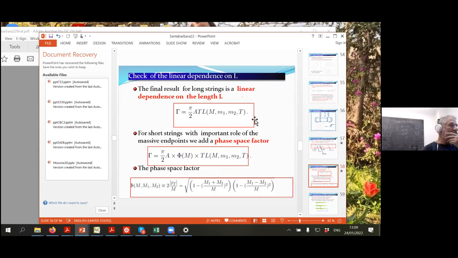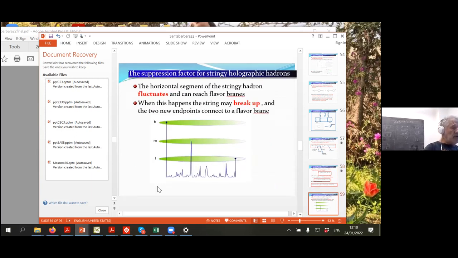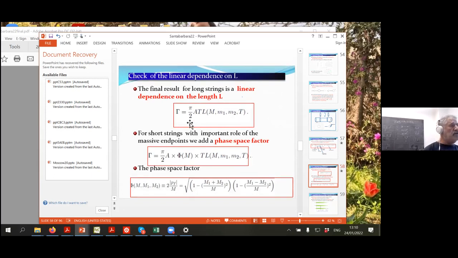The final answer is not very surprising, because intuitively we understand that the string can break at any point, and therefore the total width is linear with L. It is in fact the tension times L, and the length is a function of the total mass and the masses of the endpoints. So that's the value that one gets for long strings. For shorter ones, one has to take into account also a phase space factor, which is a function of the original mass and the two daughter masses. And so that was the expression for the total decay widths, which I'll show you in a second, the comparison to data.